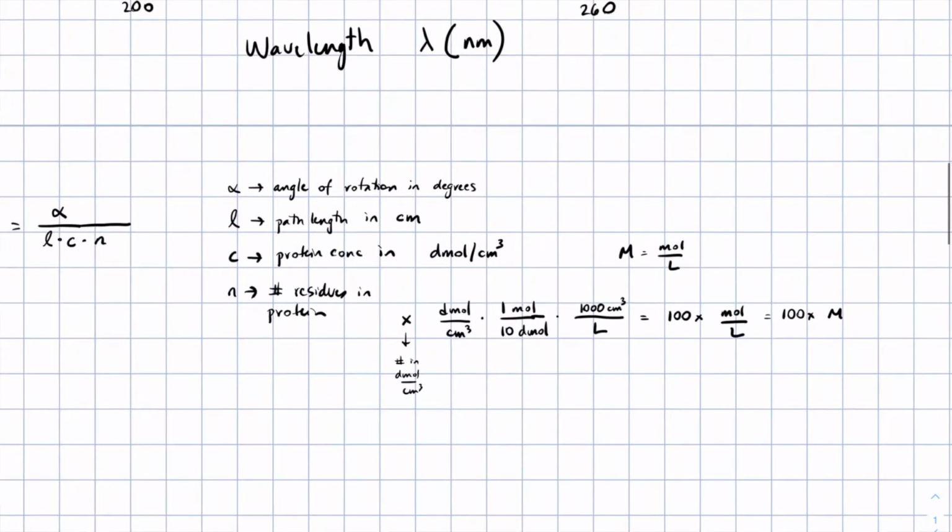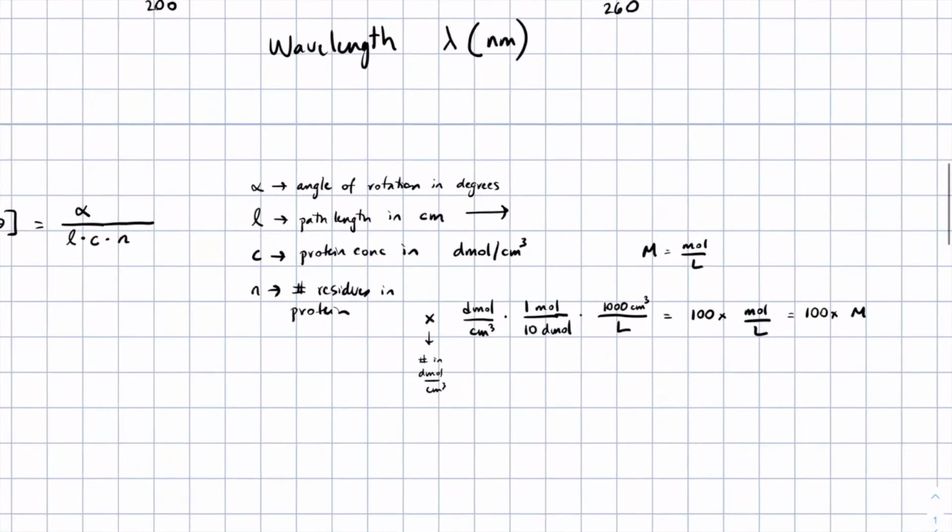Okay, so path length for most of our experiments is 1 millimeter, so 0.1 centimeter. Protein concentration depends. It ranges anywhere from 15 to 100 micromolar, and you can do the conversion of that 15 to 100 micromolar into decimals per centimeter cubed. I will tell you that 15 micromolar equals 1.5 times 10 to the minus 7 decimals per centimeter cubed. Okay.